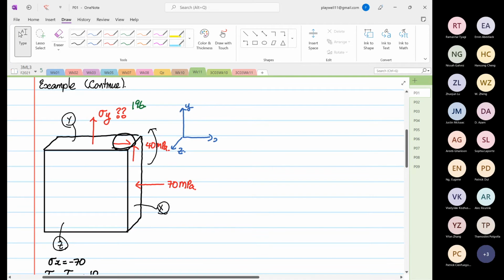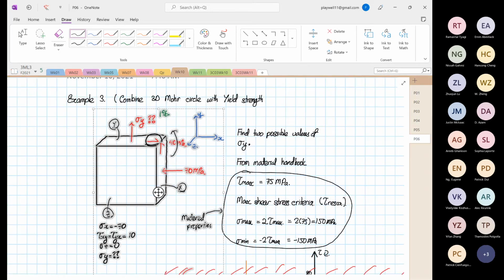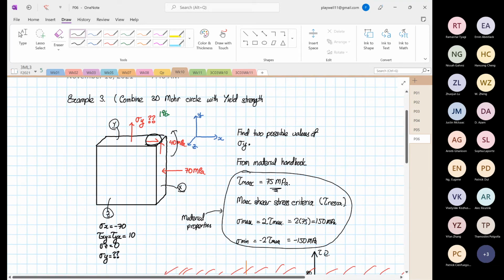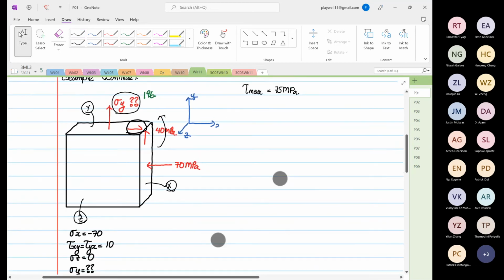And we found that the maximum shearing stress is equal to, if my memory doesn't fail me, this is last week's notes, 75 megapascal. So the objective of this question is to find the possible value of stress Y, given the loading condition seen on the element.